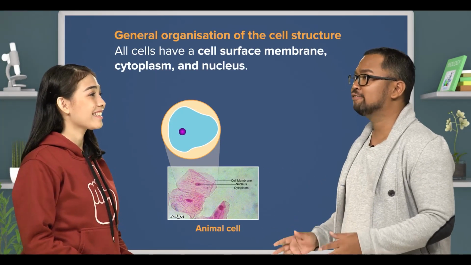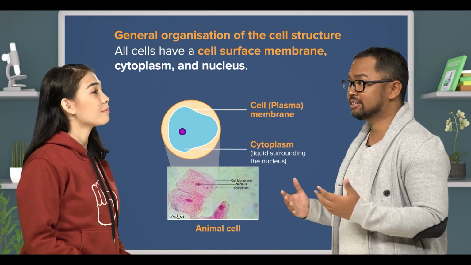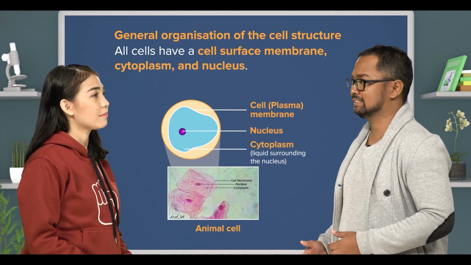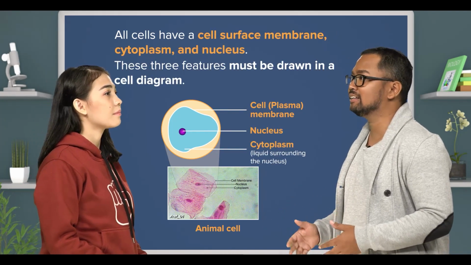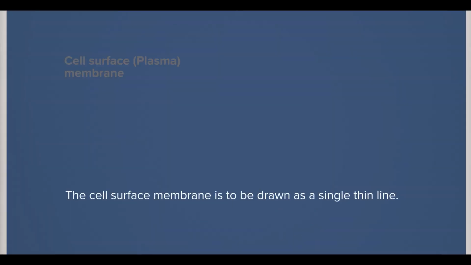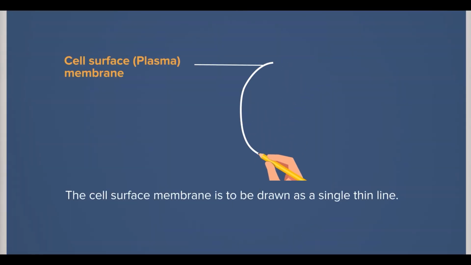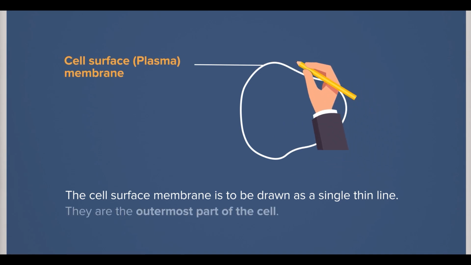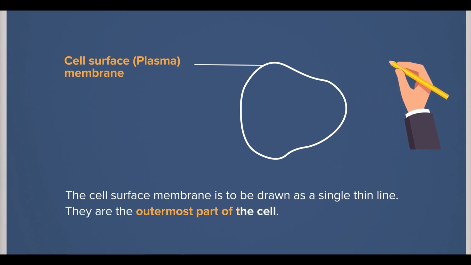All cells have a surface membrane, cytoplasm, and nucleus. These three features must be drawn in a cell diagram. The cell surface membrane is to be drawn as a single thin line. It is the outermost part of the cell.